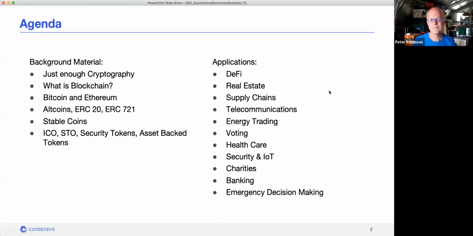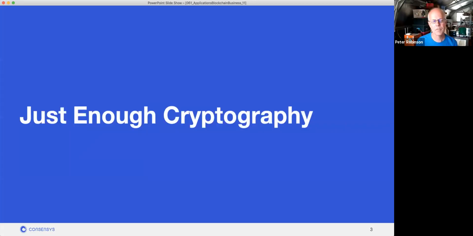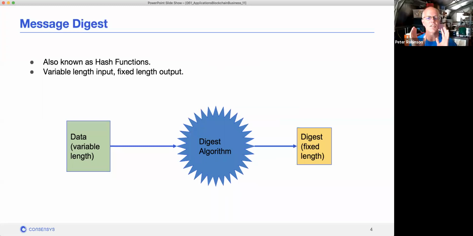I try and take you from knowing nothing about blockchain to knowing a fair bit today. So we're going to go through the background material and then we're going to hit the applications. So starting off, message digests.